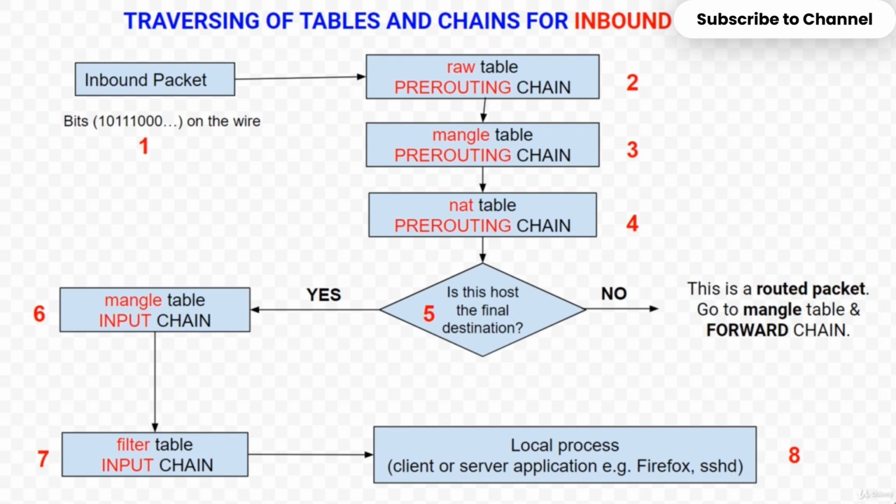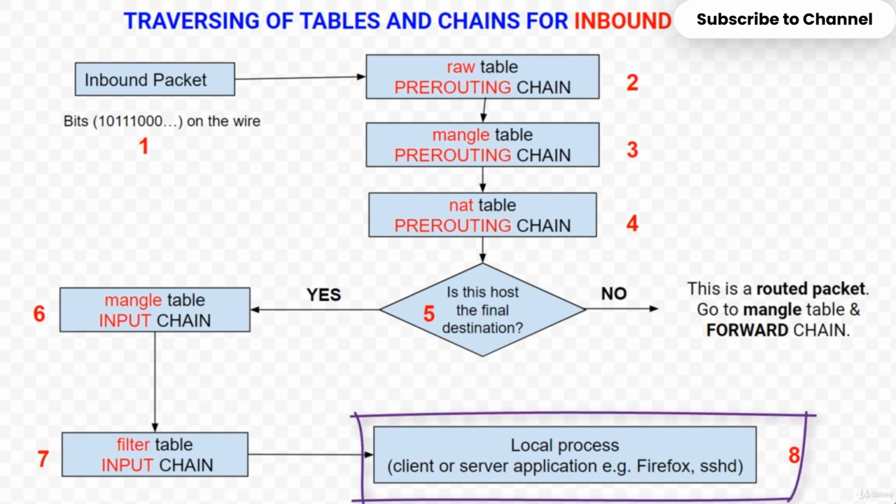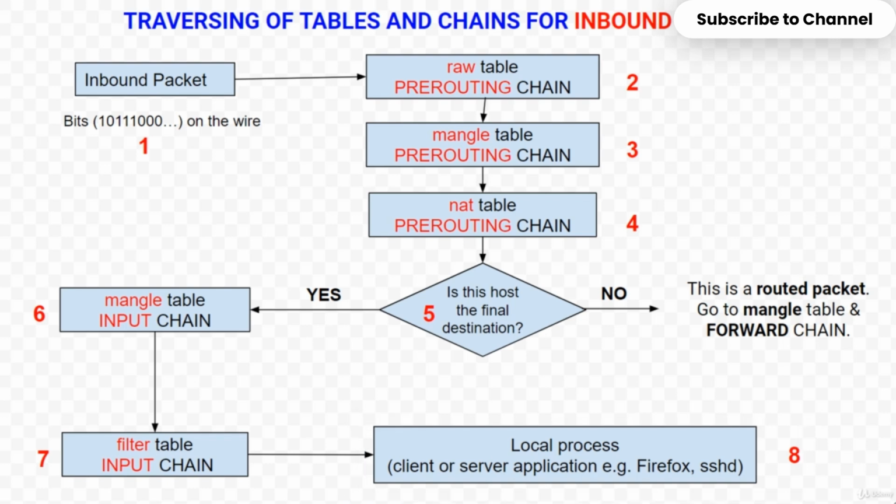If the packet is not dropped, it goes to the local process, the client or the server application. This could be, for example, a web browser like Firefox or a server application like Postfix, Nginx, or SSH daemon. That's all. This is how all incoming packets are inspected against the rules of iptables, tables, and chains.